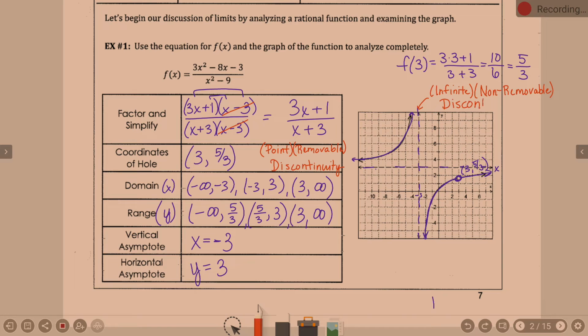When we talk about a function being continuous, we're just talking about in terms of x values. Can you start at the left side of your graph and trace all the way to your right side? A removable one is a hole, a non-removable one is a vertical asymptote. It's just the vocabulary that goes with it. So right here it's because it was a hole. Here it's because it was a vertical asymptote.